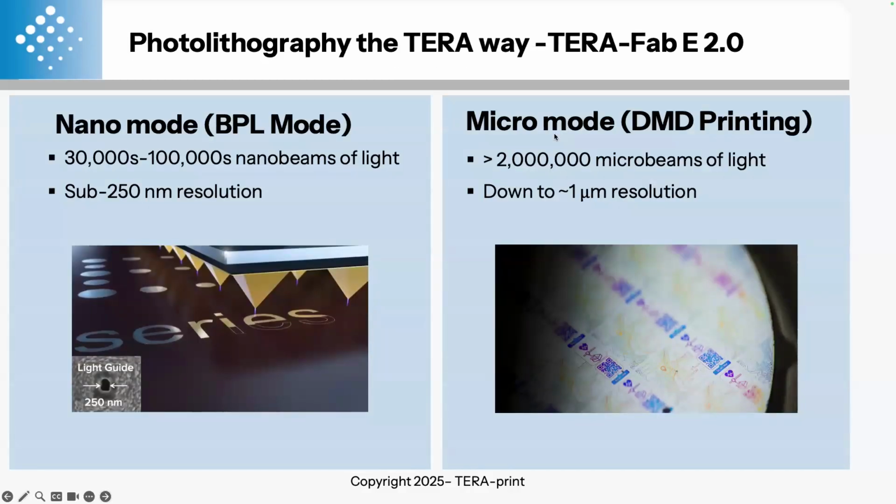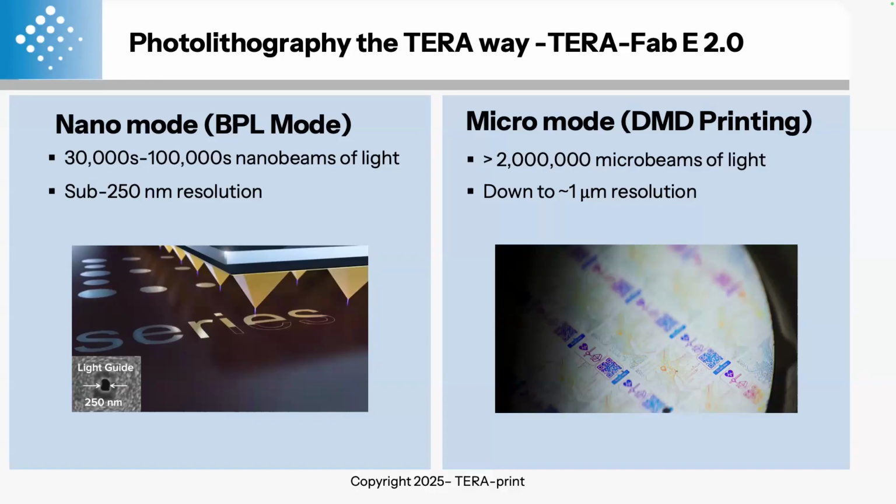Now we look at photolithography in the TerraFab way. As I mentioned before, the TerraFab E series comes with 2 modes. The first one is the nano mode, the BPL mode, where you use the beam pen array inserted into the instrument, and you have 30,000 up to 100,000 nano beams of light, and you can get sub 250 nanometer resolution based on the size of your aperture, like the small image at the bottom left.